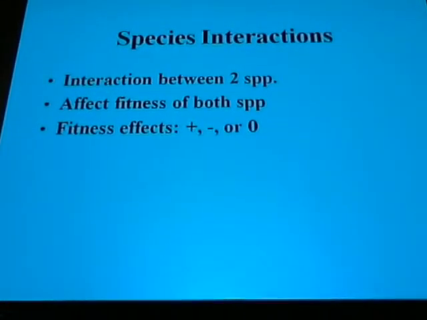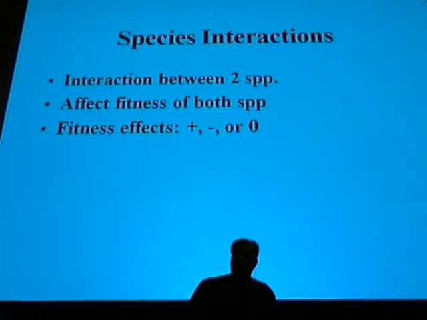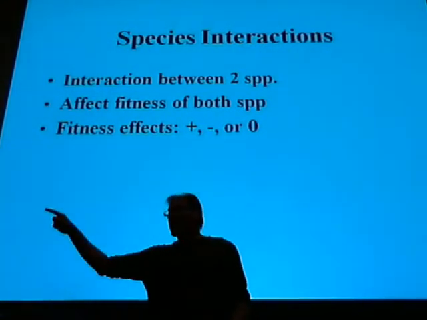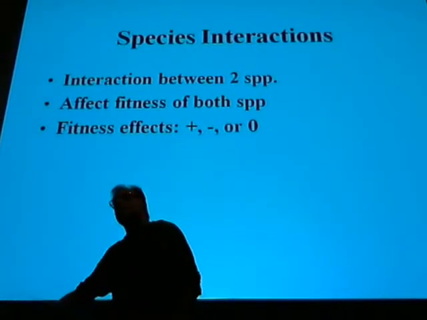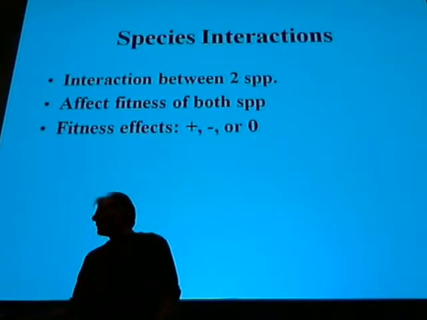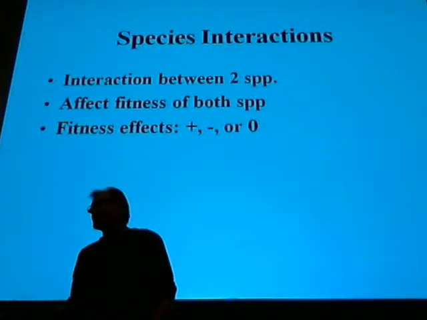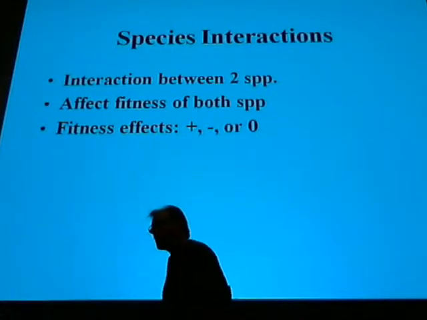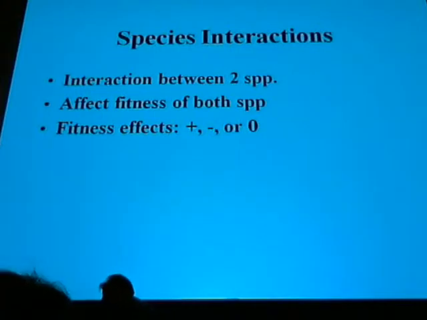And the effect might be positive, negative, or neutral. So you can see very quickly that we can come up with a matrix, plus minus 0, right? And come up with all the different combinations of pluses and zeros and minuses. And for each unique combination of signs, we could name a different unique type of interspecific interaction. That's exactly what we're going to do.